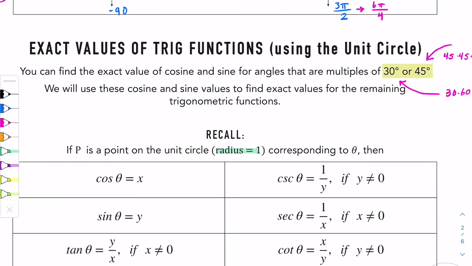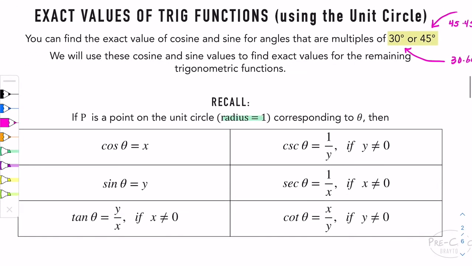Tangent is y over x. Cosecant is 1 over y. That would, in the past, be r over y. R is equal to 1, so we're just going to say 1 over y. Secant is 1 over x, and cotangent is x over y. These are just the values that we've been working with.